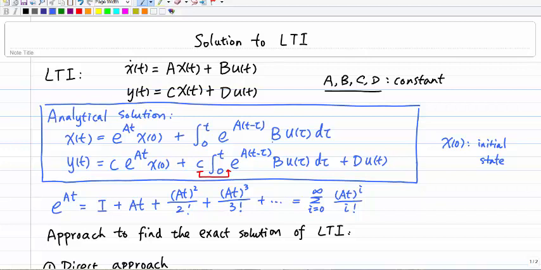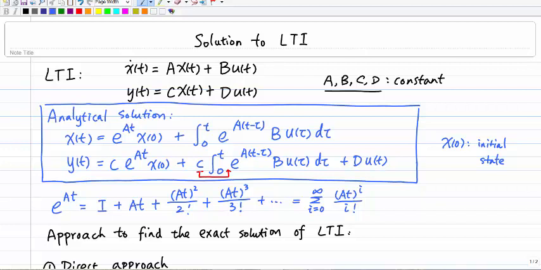Okay, y(t) is Cx(t) plus Du(t), and since we already have x(t), it's just C times e to the A t times x0, where again x0 is the initial state, plus C times the integral from 0 to t of e to the A (t minus tau) B u(tau) d tau. So these first two terms are just C times x(t), plus Du(t). That's the solution for y(t).